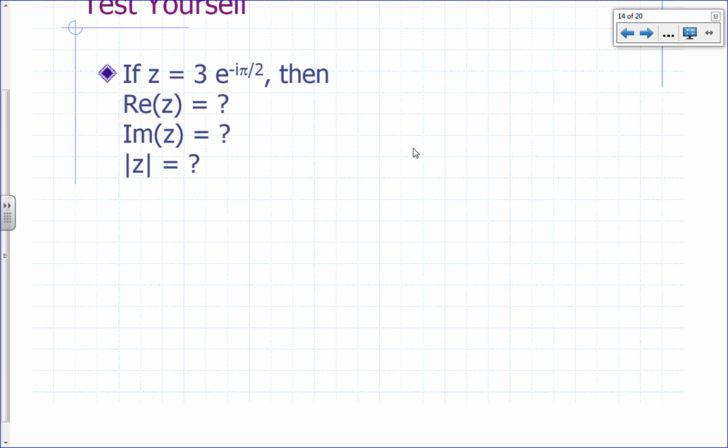Suppose z is equal to e to the negative i pi over 2. What's the real part of z? What's the imaginary part of z? And what's the absolute value of z? So you can see that this is the absolute value of z, e to the i theta, right? So what is our absolute value of z? It's 3. What is our theta?